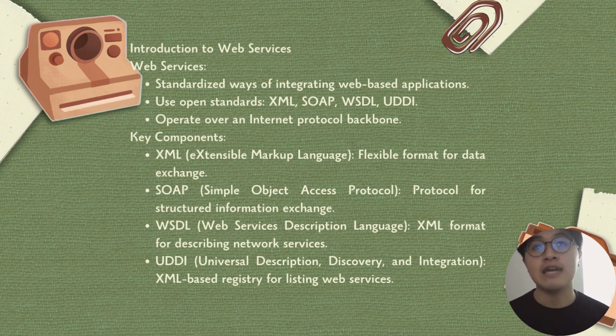There are four key components of web service, which is XML, SOAP, WSDL, and UDDI. XML, Extensible Markup Language, is a flexible way to create common information formats and share both the format and the data on the World Wide Web, intranet, and elsewhere. SOAP is a protocol for exchanging structured information in the implementation of web services in computer networks. It relies on XML-based messaging.